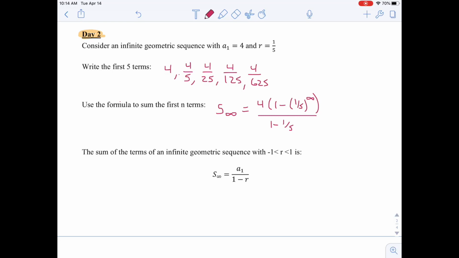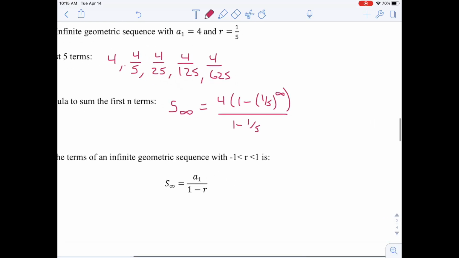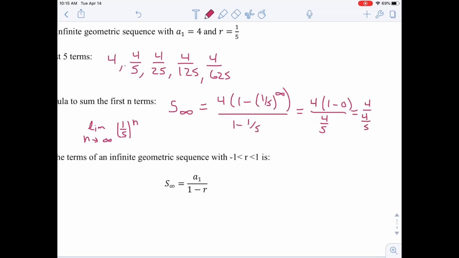Okay, well, if you think about n here going to infinity, what's really going on with that? That is 0, right? 1/5 to infinity, 1/5 times 1/5 times 1/5, just getting really, really small. So in that case, this is actually 4 times 1 minus 0, and that's coming from the idea of the limit as n goes to infinity of 1/5 to the n. We get really, really small, basically 0, over 4/5. So 1 minus 0 is 1, so it's 4 over 4/5.